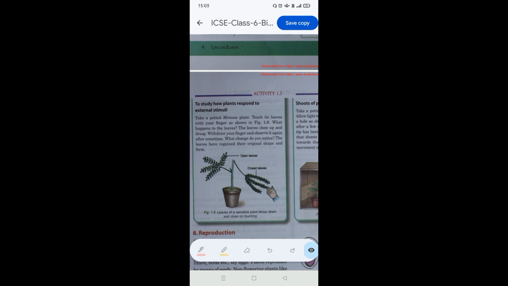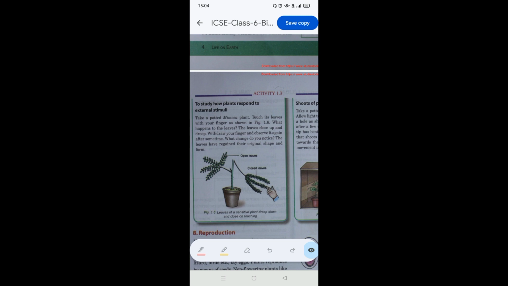Activity 1.3, to study how plants respond to external stimuli. Take a potted mimosa plant. Touch its leaves with your finger as shown in figure 1.6. Figure 1.6 shows that leaves of a sensitive plant droop down and close on touching. What happens to the leaves? The leaves close up and droop. Withdraw your finger and observe it again after some time. What change do you notice? The leaves have regained their shape and form.